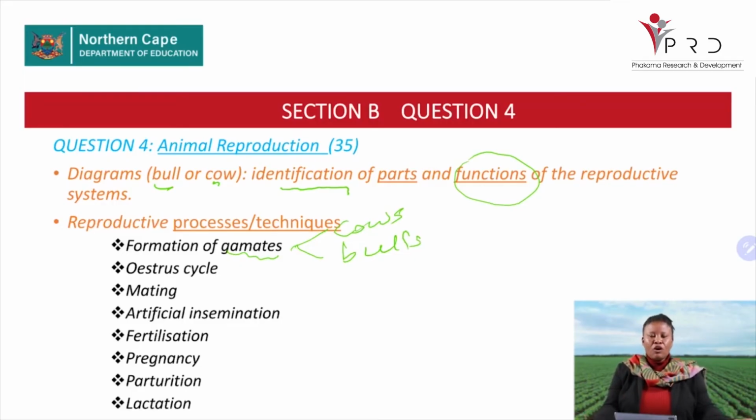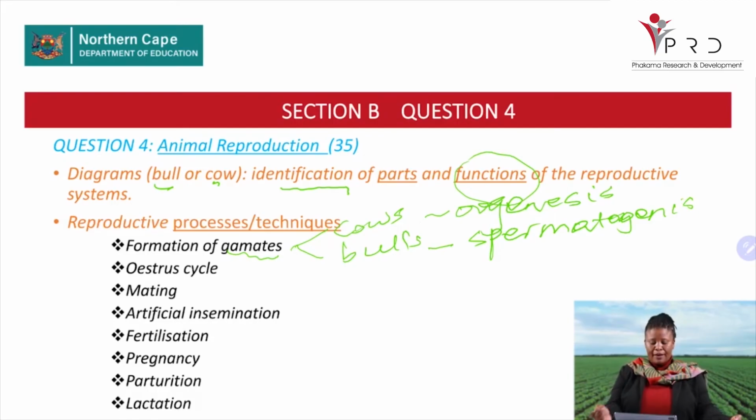In cows, we'll be looking at oogenesis. Genesis, remember, means creation, it means formation. So we must look at oogenesis: how are the female gametes formed? In bulls, we have to look at spermatogenesis: how sperms are formed. Where are they formed? What do they do?